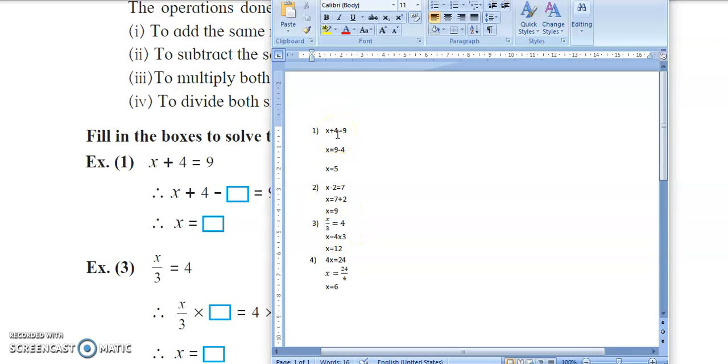that addition, when it went to the right hand side, it became subtraction, and here it was subtraction, when it went to the right hand side it became addition. So here it is division, when it goes to the right hand side it will become multiplication. So x equals 4 multiplied by 3, that is x equals 12. So the value of x is 12. If we put the value here, you can find out that 12 divided by 3 is 4. Okay, 3 4s are 12.